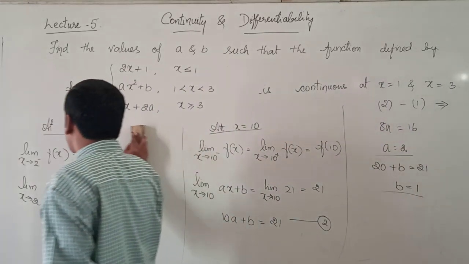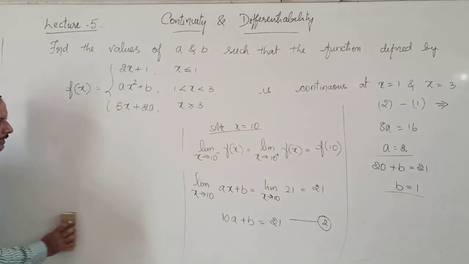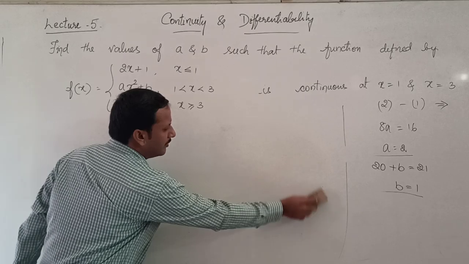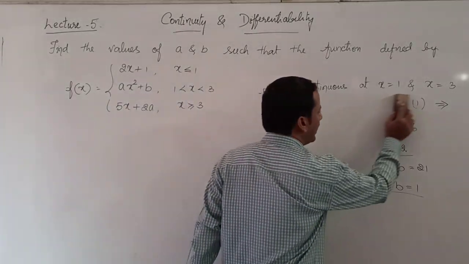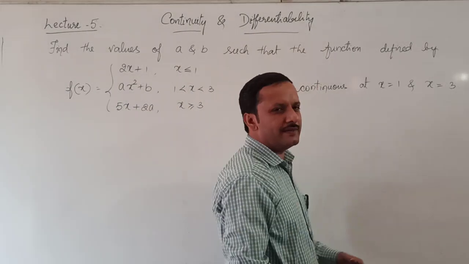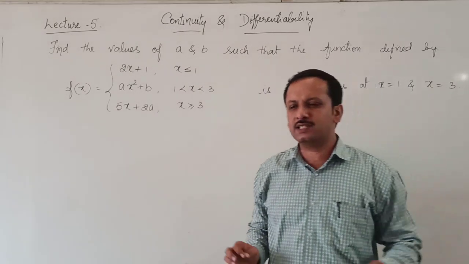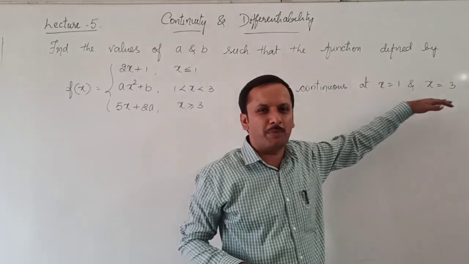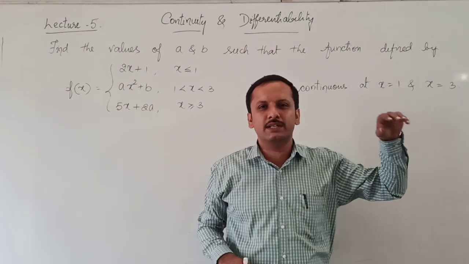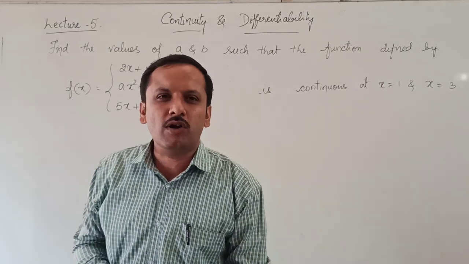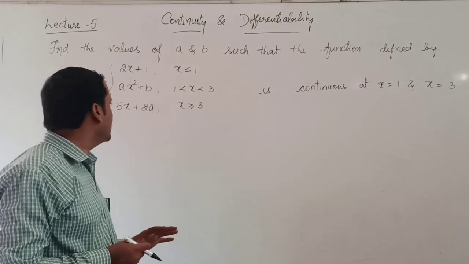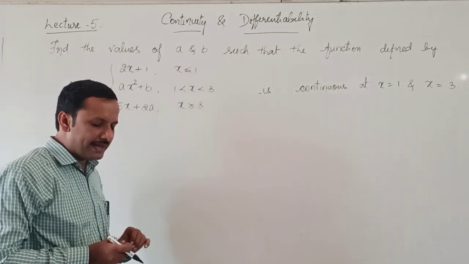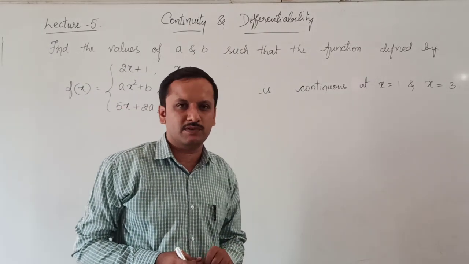Very similar to the previous problem. Here they have given that this function is continuous at x equal to 1 and at x equal to 3. In the previous example, they had mentioned that this function is a continuous function. Now they have specifically given two points. At these two points, the function is continuous. Then what are the values of a and b? That's the question here. So we'll proceed in a manner which is very similar to the previous answer.